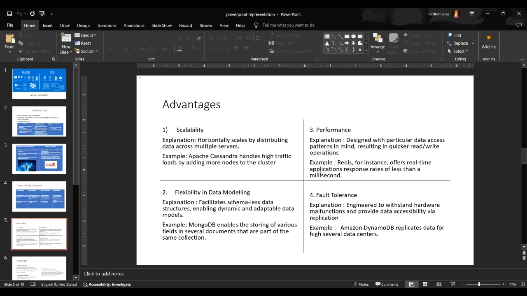Even I have used it many times for my projects as well. The third one is performance. The explanation I would like to bring in for performance is that it is designed with particular data access patterns in mind, resulting in quicker read or write operations.